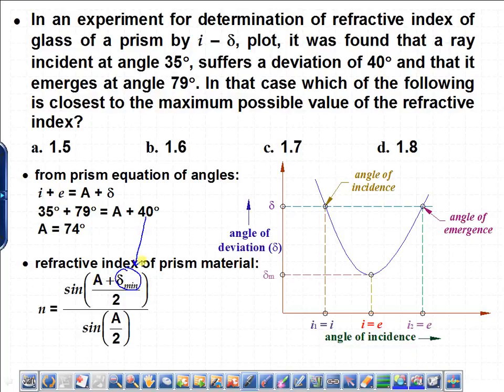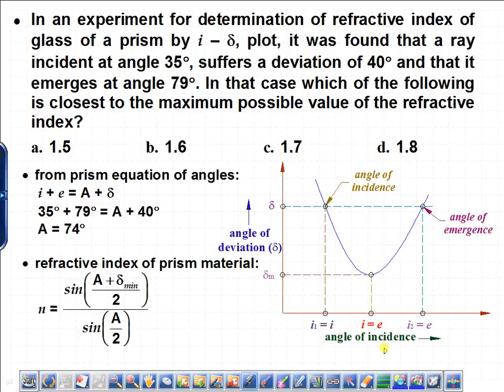So obviously whatever we are going to get is the refractive index on the larger side, because sine is an increasing function. If you decrease the value of delta minimum, n is going to decrease. You are taking 40 degree. If the angle of deviation is lesser than 40 degree, obviously n has to decrease. That is a very important piece of information that we must have for solving this problem.